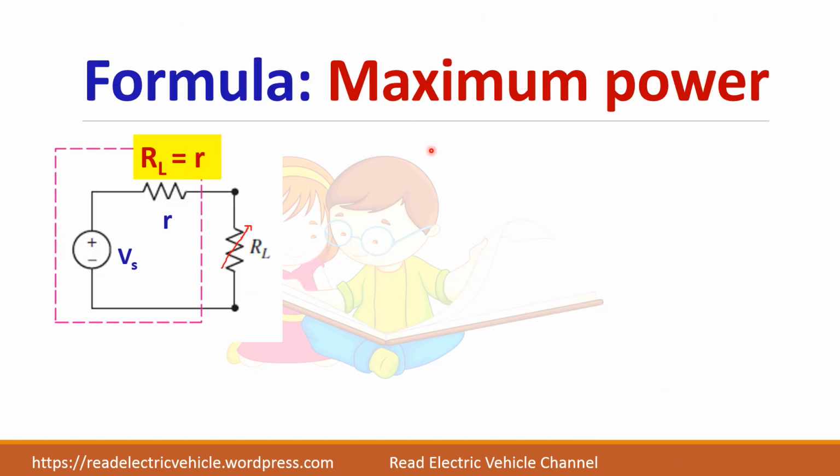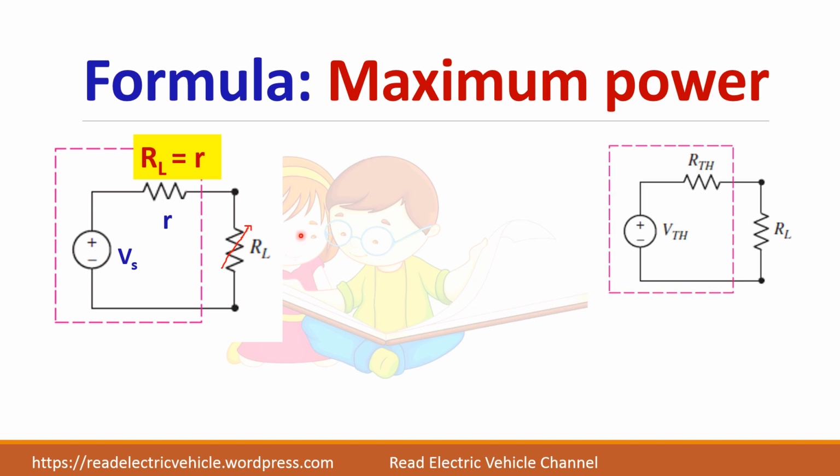Now let us find the formula for the maximum power. So source with the internal resistance R is there. We have already derived this condition RL equal to R for maximum power transfer. And if you have a Thevenin equivalent circuit, RL should be equal to RTH. Now let us derive the formula.